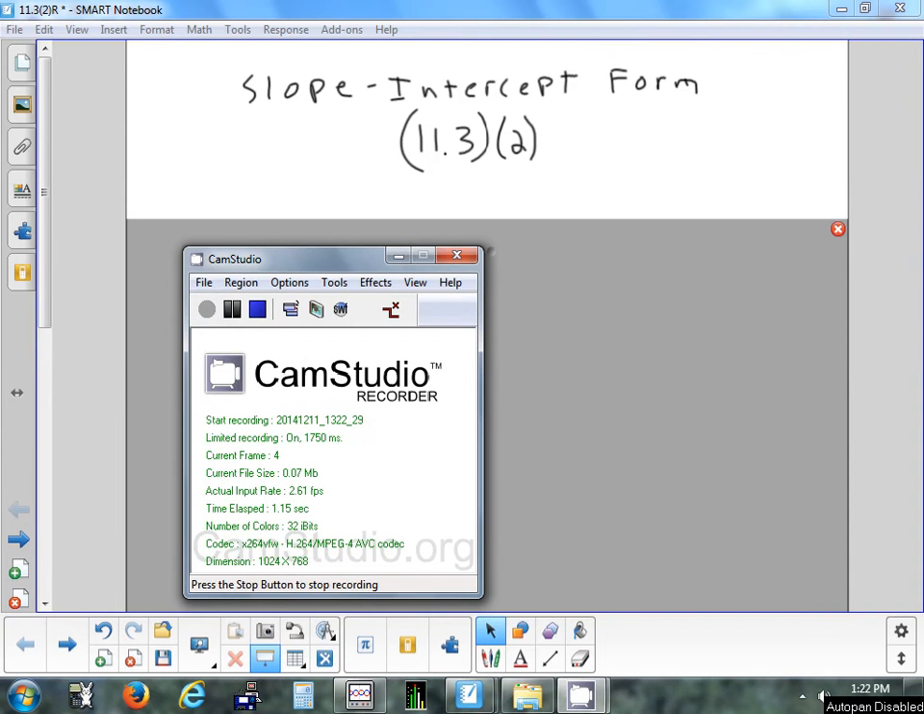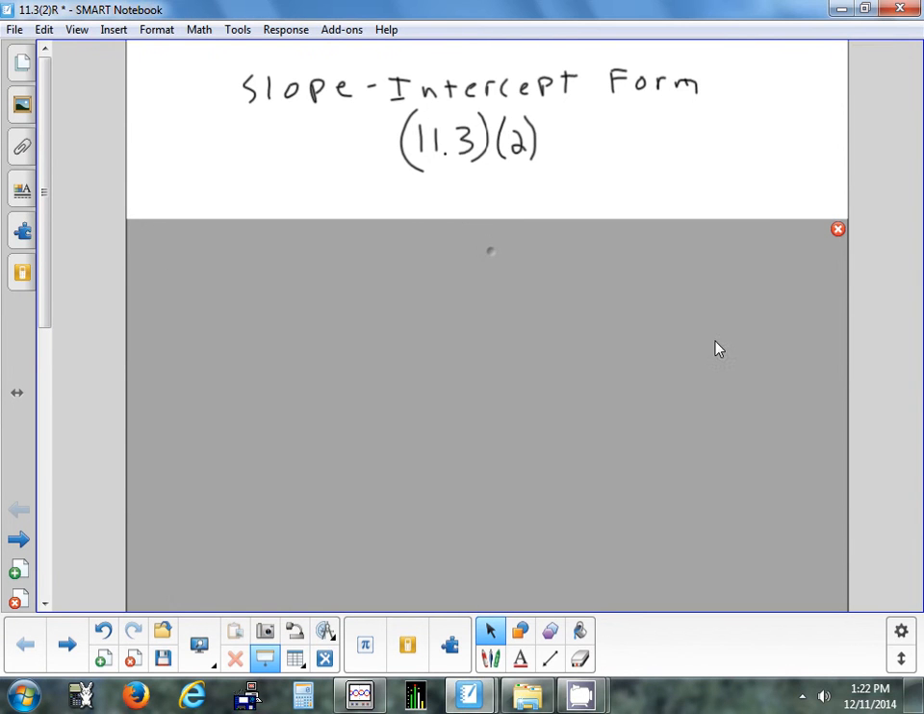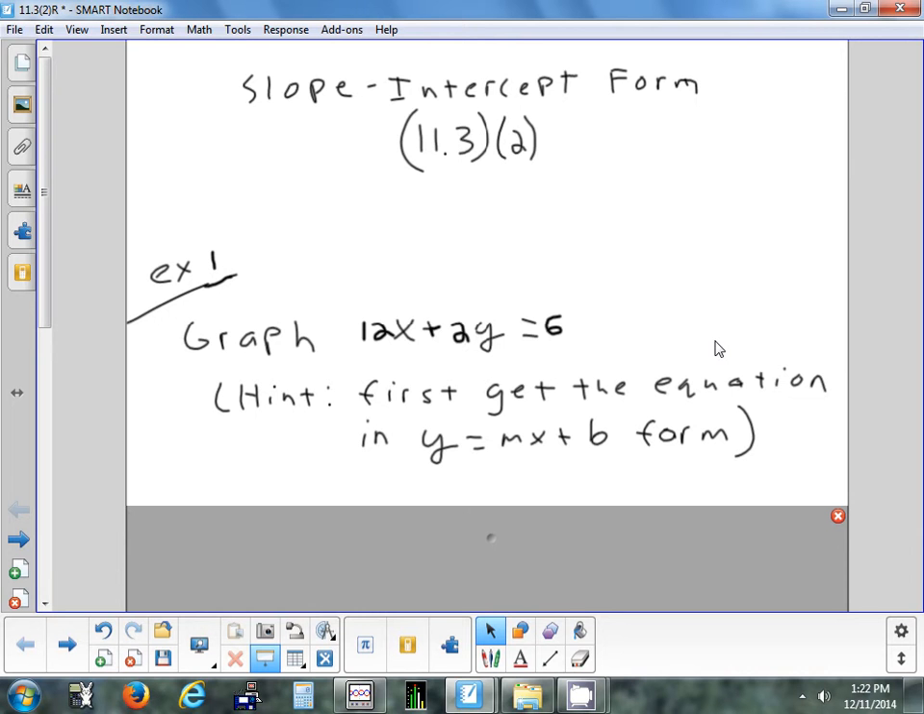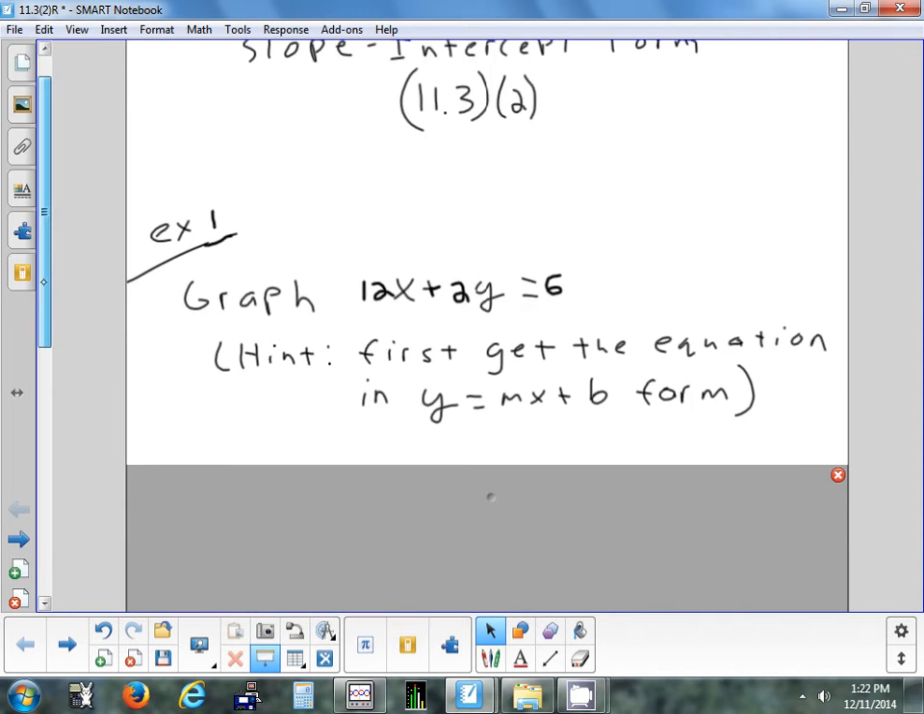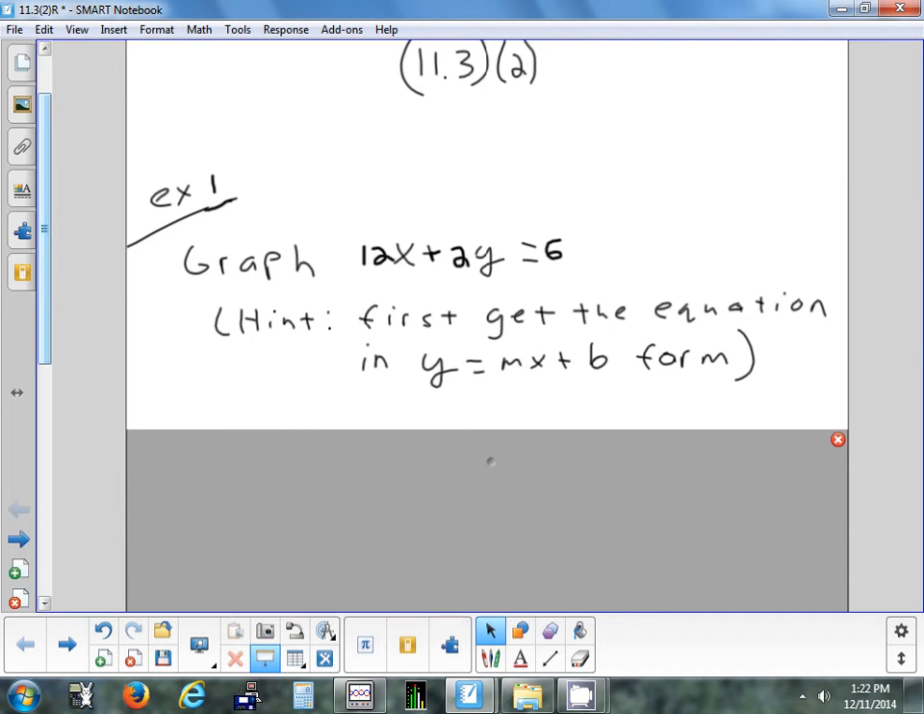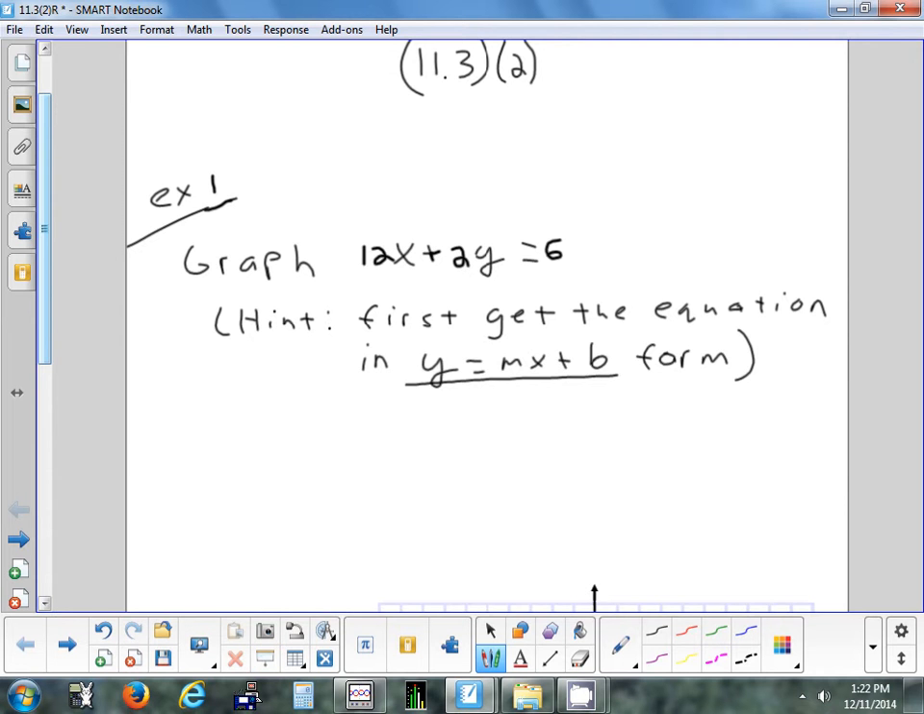Take a look at 11.3 part 2. Okay, we already did part 1, so we're just going to start off with a warm-up review question. Okay, it's a graphing one. Remember, the first thing you need to do when you're trying to get a graph is you've got to get it in this form. Okay, so let's take a look at our problem.